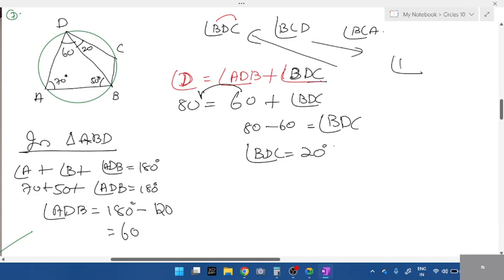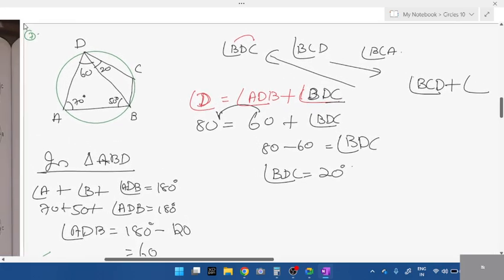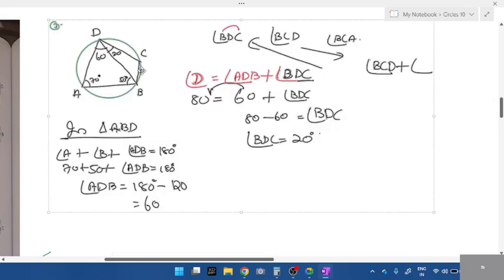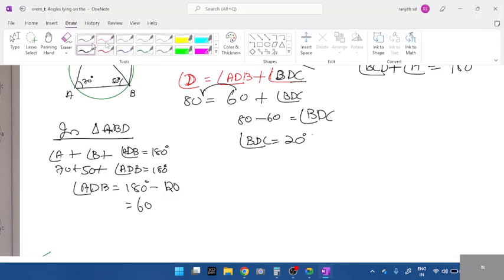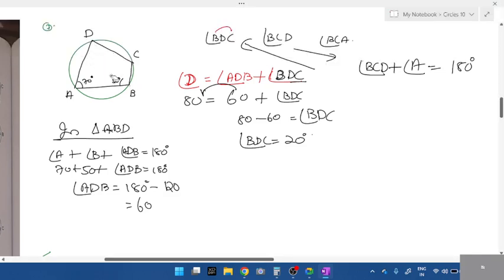For the second question, which two are cyclic quadrilateral students? Angle BCD plus angle A, right? All of you will respond. Cyclic quadrilateral. Angle A is equal to how much? Cyclic quadrilateral: sum of opposite angles is 180. Look here. ABCD is a cyclic quadrilateral. A and C are opposite angles. Their sum should be equal to 180. Angle BCD is equal to 110.